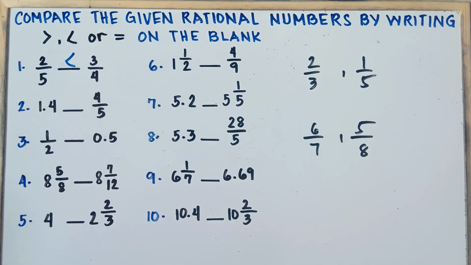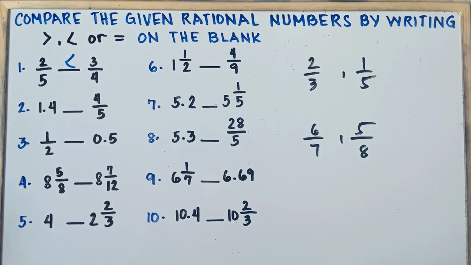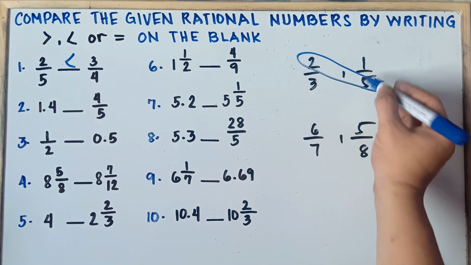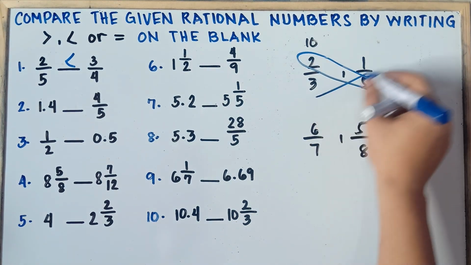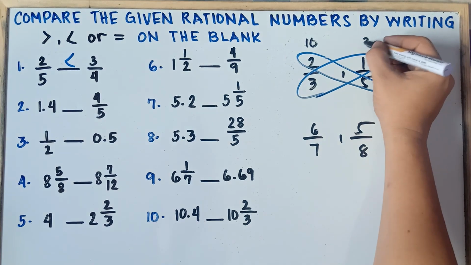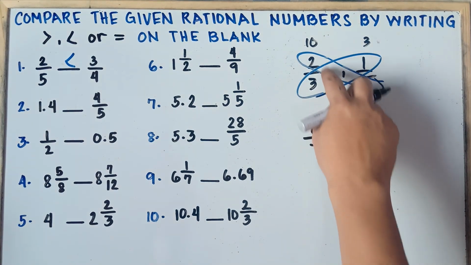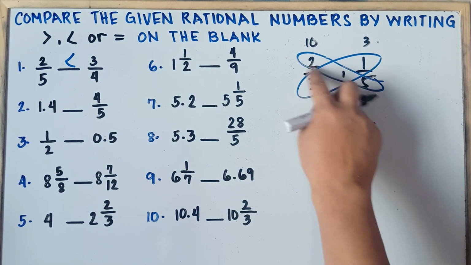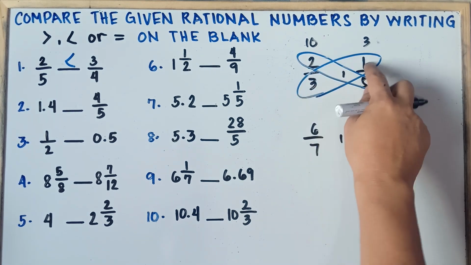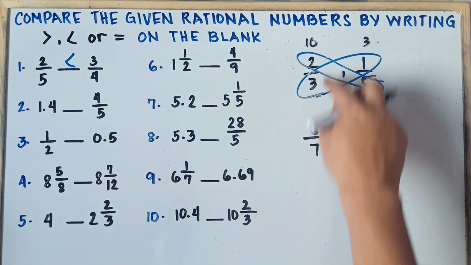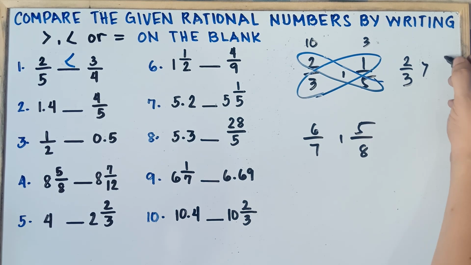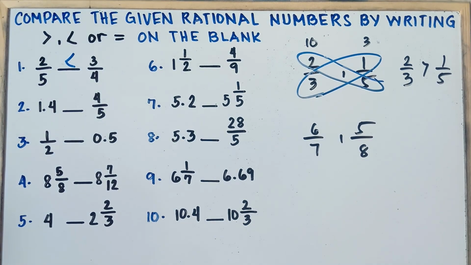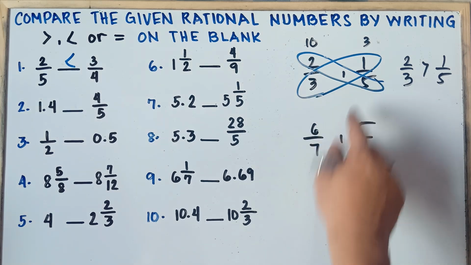So, which is greater, 2 over 3 or 1 over 5? Let's cross multiply. 2 times 5, that's 10. And then 3 times 1, that's 3. So 2 over 3, and then 1 over 5, cross multiply 2 times 5, that's 10. 3 times 1, that's 3. 10 is aligned on 2/3. Therefore, 2 over 3 is greater than 1 over 5. Simple as that, class.